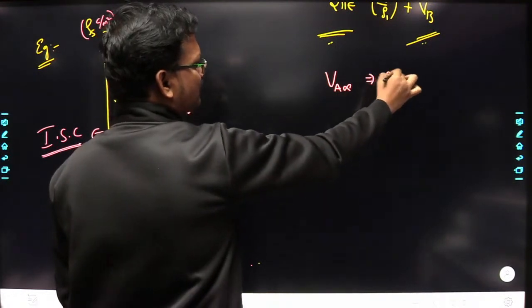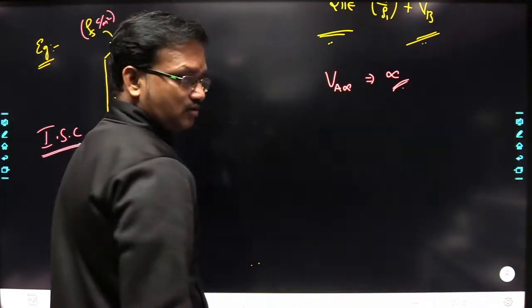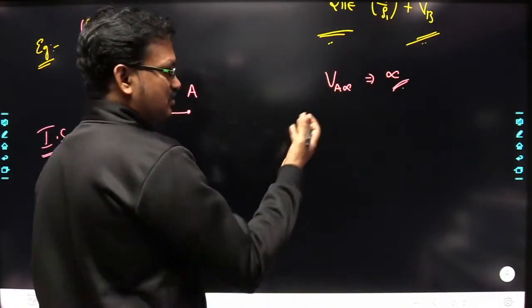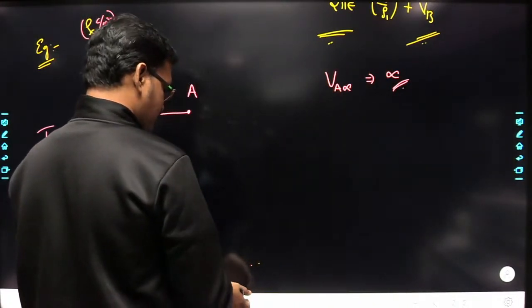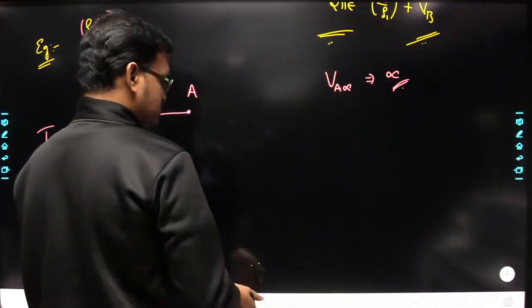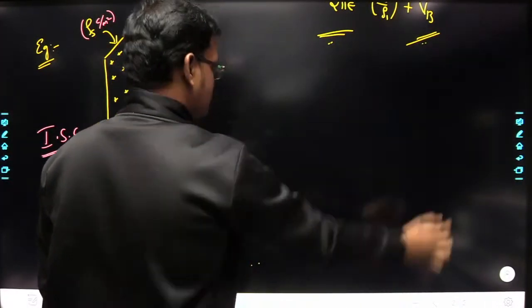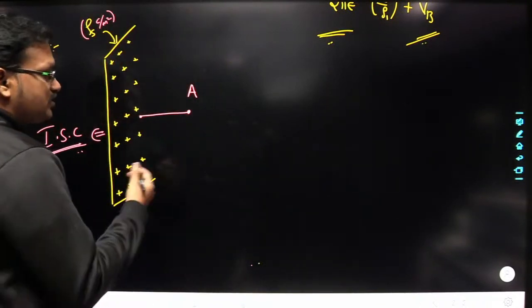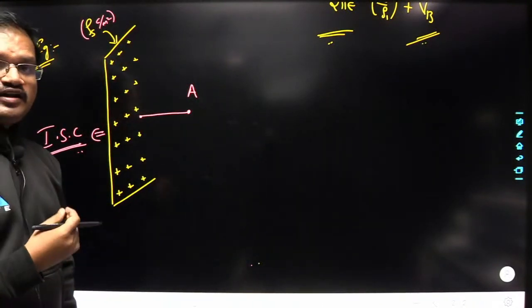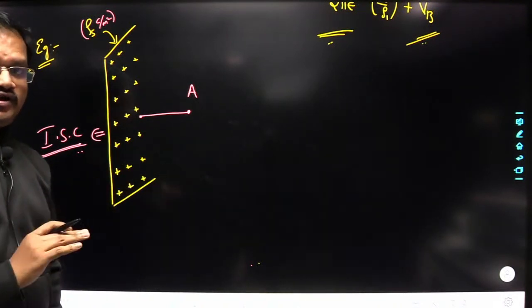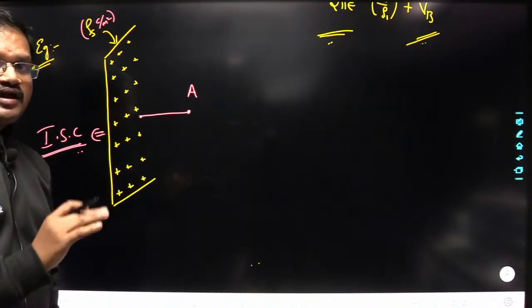You are going to get infinite value here, infinite value. So at infinity you are getting the potential as infinite, which is meaningless. So in general the potential at infinity is not defined. In this case we have to consider the reference point as some other point other than infinity. You have to consider the reference point other than infinity.